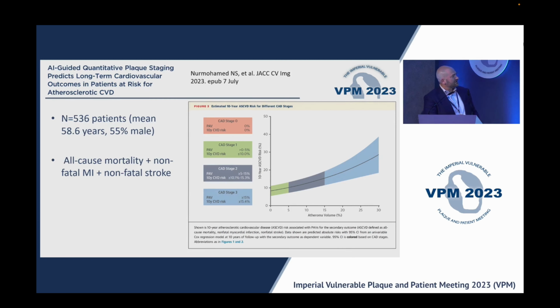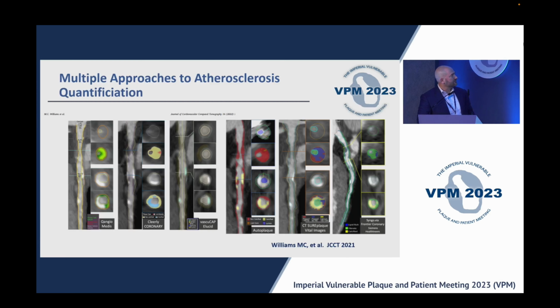And this is what they showed at 10 years, is that, again, your PAV significantly predicted patients most likely to have heart events within this population, and was superior to what we know clinically and by calcium scoring. And so we know there's a variety of different approaches.